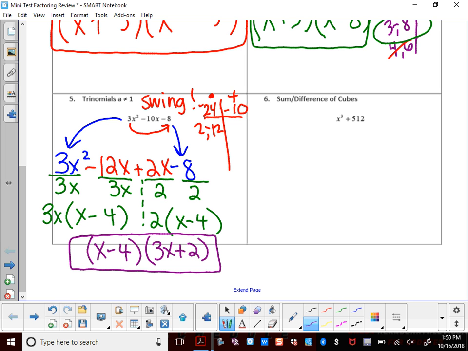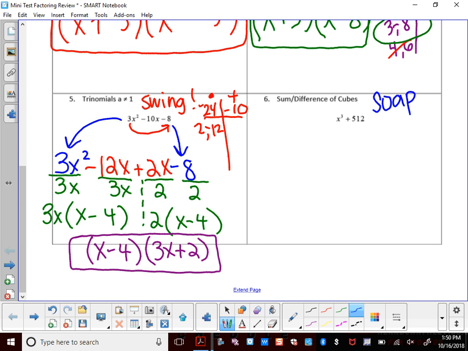Number 6, sum difference of cubes. Alright, this is our SOAP. We also did this on the lesson you guys have to listen to. So I have a binomial and I have two perfect cubes. That's how I know I can SOAP this.